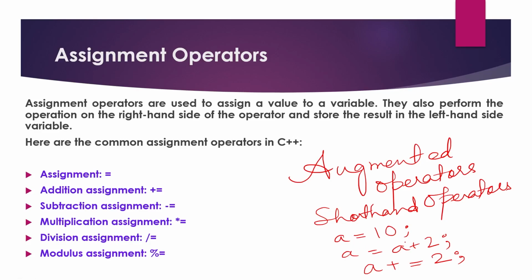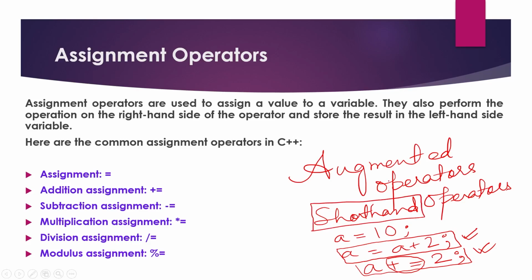So guys, as I said, this line that you have here and this line that you have here are exactly equal. Either you can write a equal to a plus 2, or you can write a plus equal to 2. Just because we can write it in a short form, they are also known as shorthand operators. I hope this is clear to you. So this is about the assignment operators, or the augmented operators, or the shorthand operators.